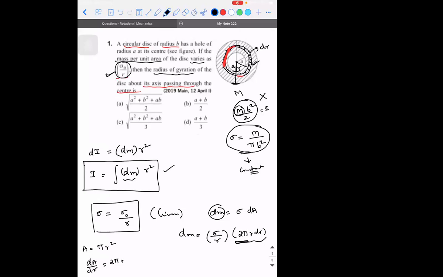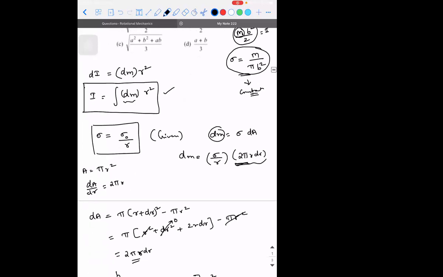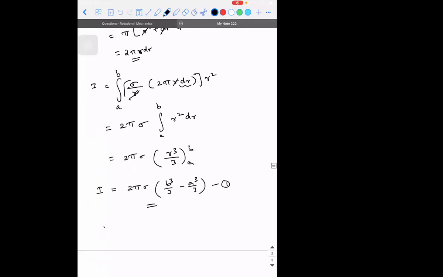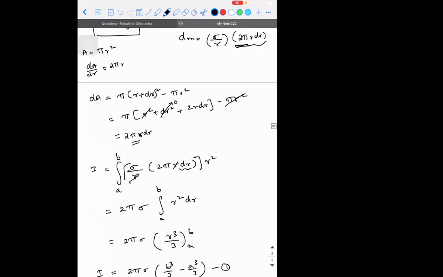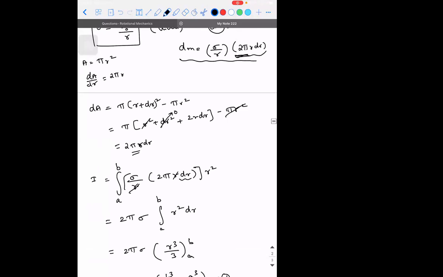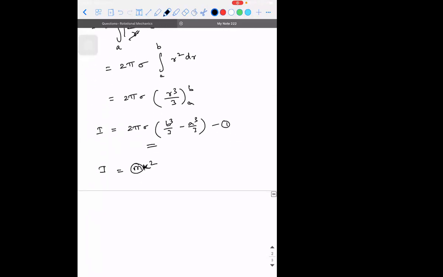So if you know the moment of inertia, what will you do? You equate it to M K square, right? But here, one more unfortunate thing is you don't know the total mass of the disk also. So how do you calculate the total mass of the disk? For that, you have a formula. dm is equal to sigma by r into 2 pi r dr. R and r will get cancelled. This will be 2 pi sigma into dr.